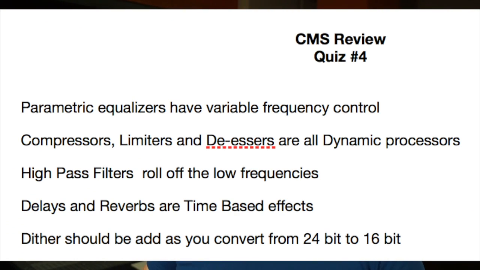And then the last thing, when we are done with all of that, when we are bouncing at the end of the process, if you are going from a higher bit resolution to a lower bit resolution, usually 32-bit or 24-bit down to 16, you want to use dither. Dither is what you need to use, and we're going to have a whole lecture about that, I think, later in this class.